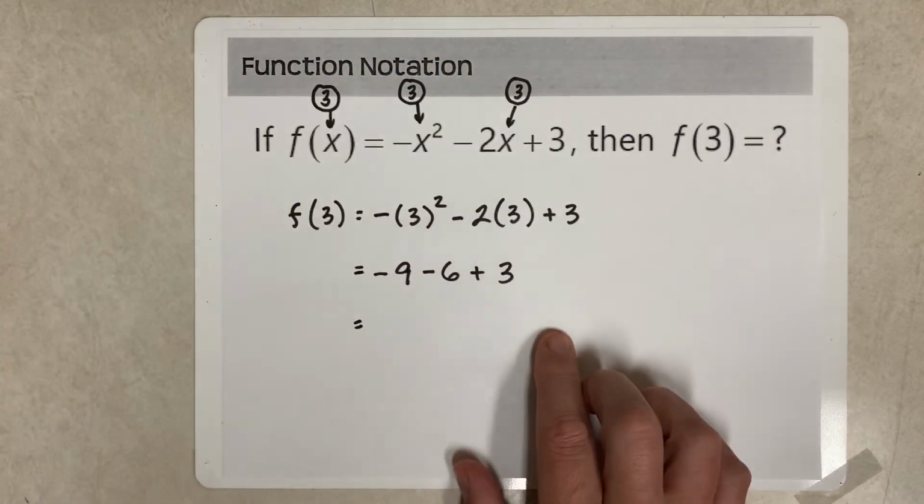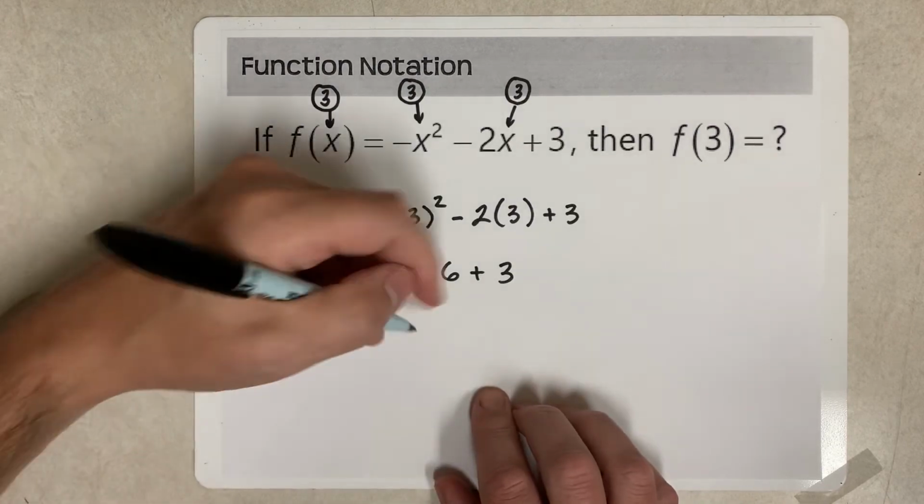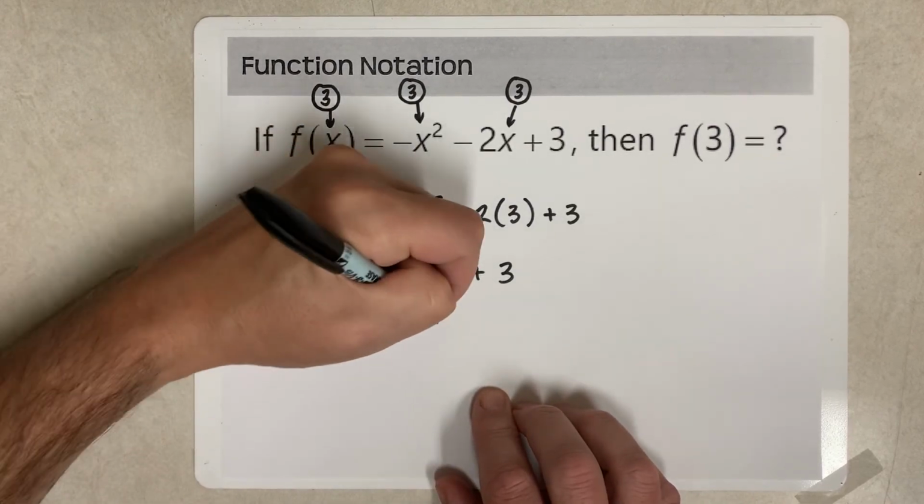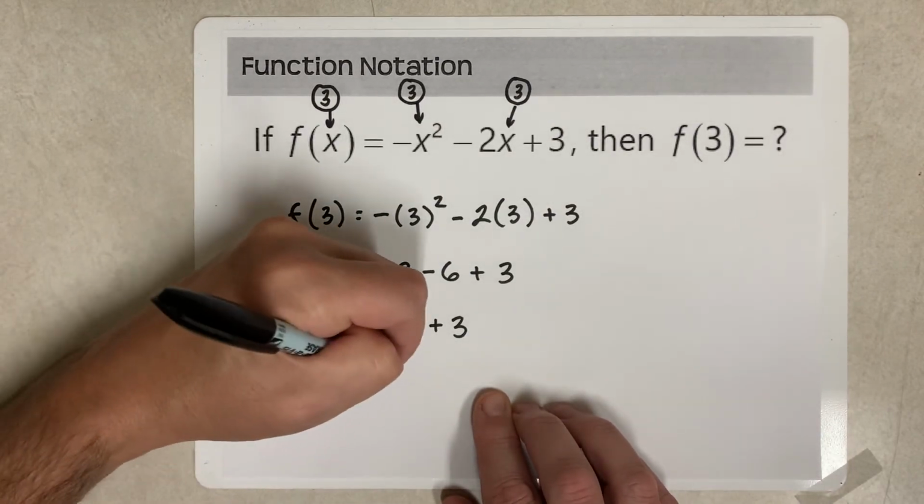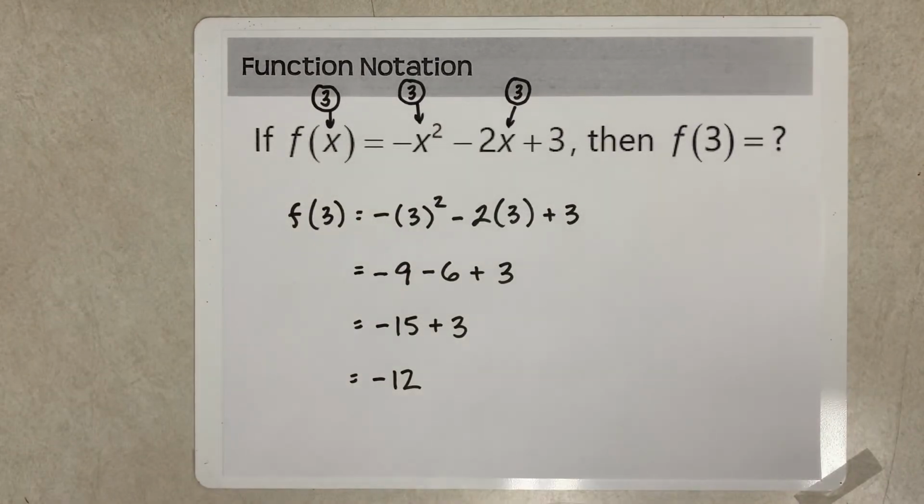All right, let's keep it going. Negative 9 take away 6 is negative 15 plus 3. And negative 15 plus 3 would be negative 12. So the point 3 comma negative 12 is on that parabola.